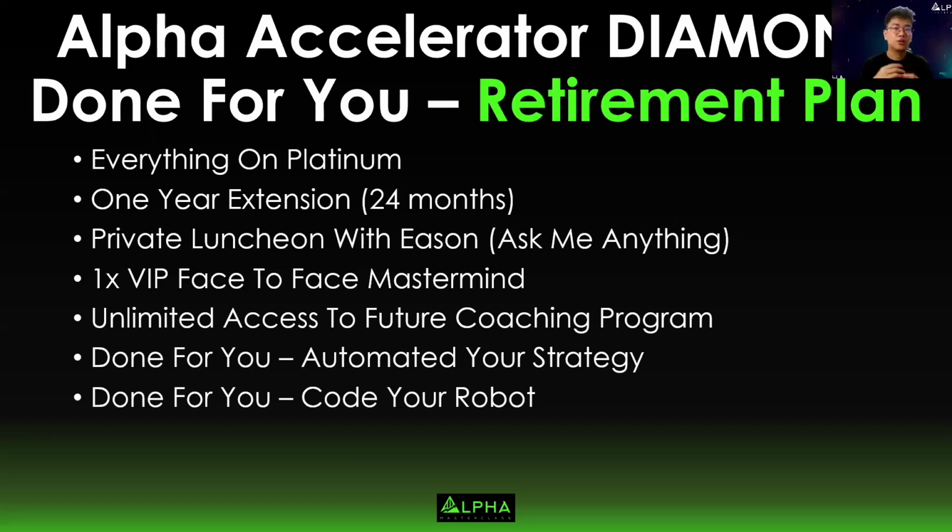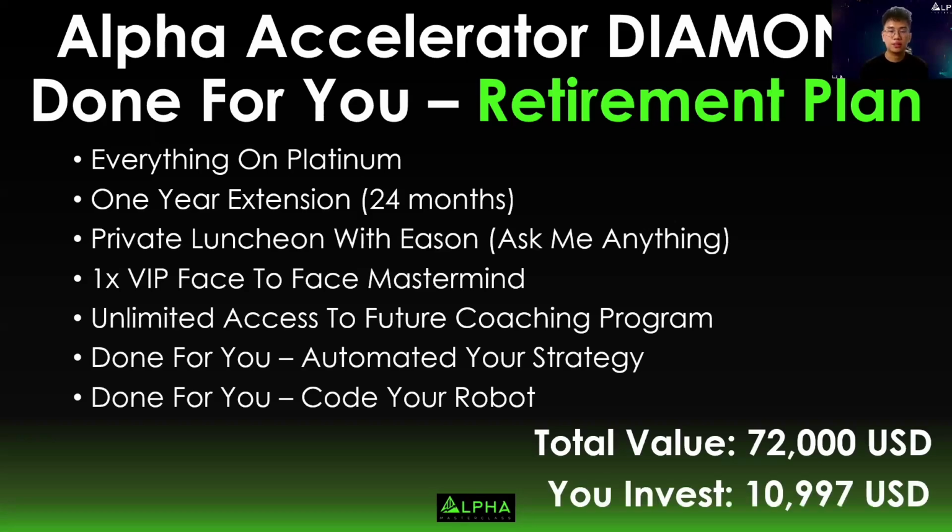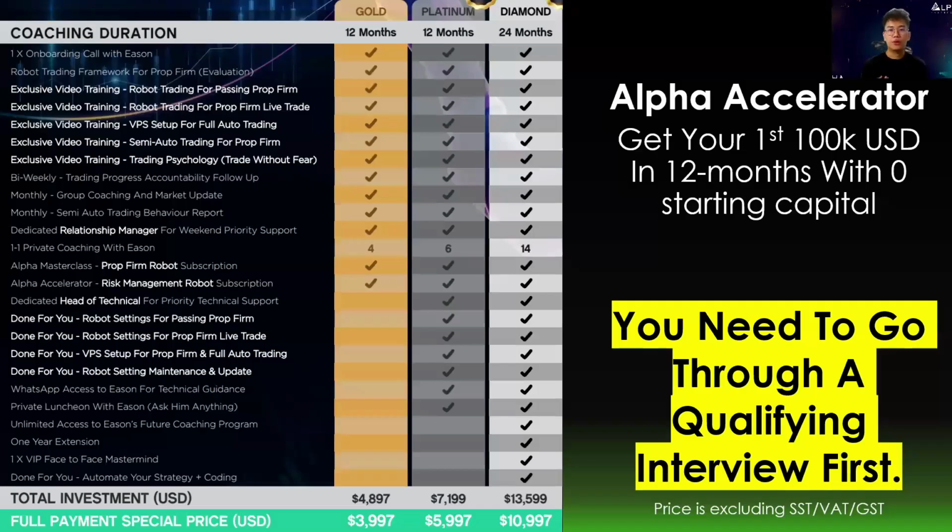These are continuous robot generators that can help you trade using your own proprietary strategy. So as part of this, we build a robot for you. The total value is 72,000. You just invest 1097. So this is the summary of Alpha Accelerator for you guys. And as you can see, all of this is well planned and it's really taking out a lot of time and resources for you guys.